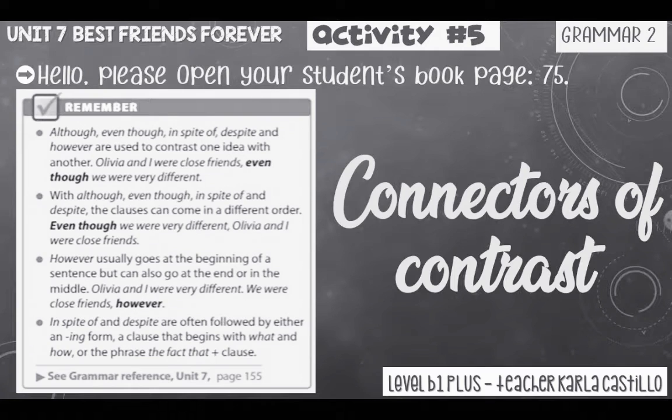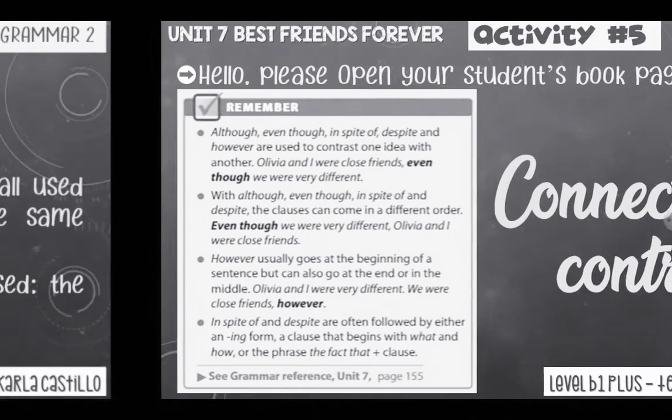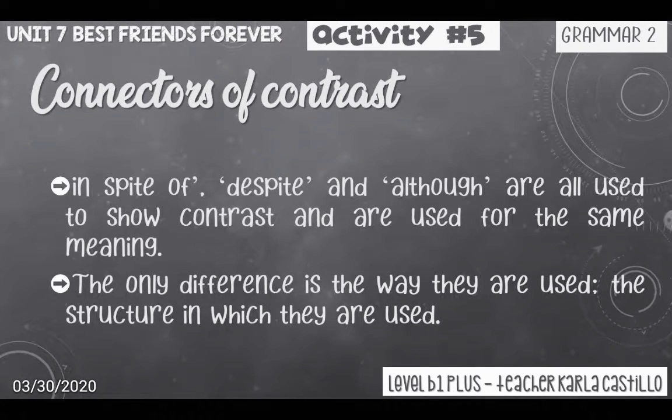Okay, in this part of the video, we're going to check the last activity for unit number 7, activity number 5, connectors of contrast. Please go to your student books, page number 75. I'm going to check the bullets that you have there, which are 4, and I'm also going to explain each one of the connectors of contrast.